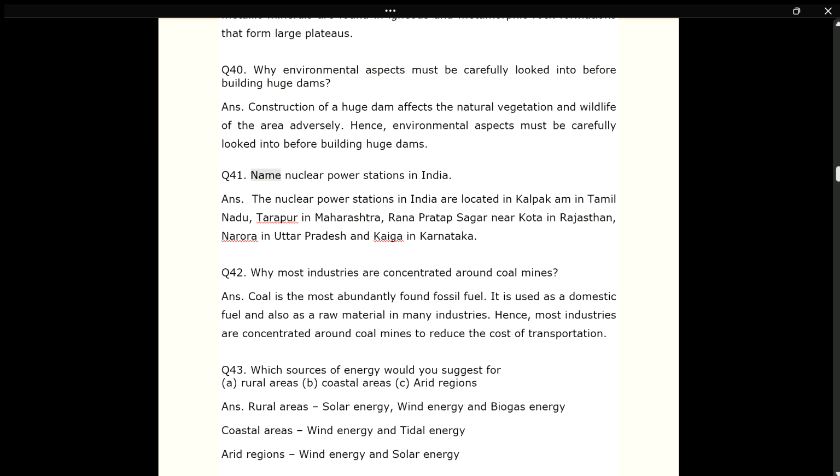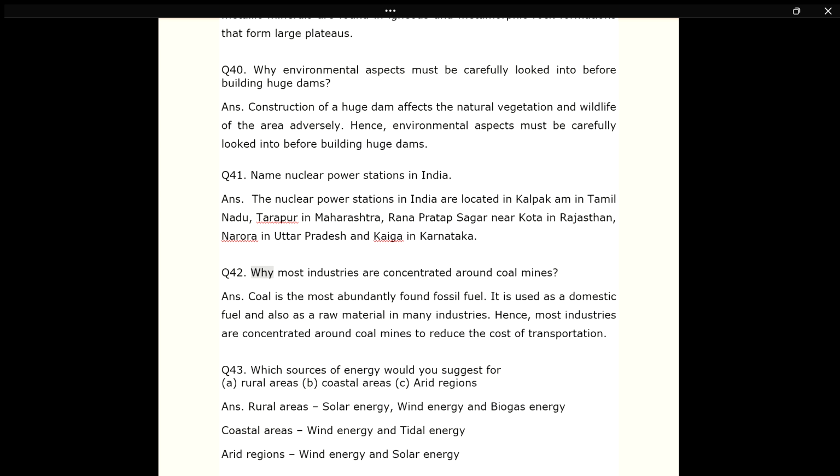Q41. Name nuclear power stations in India. Ans. The nuclear power stations in India are located in Kalpakkam in Tamil Nadu, Tarapur in Maharashtra, Rana Pratap Sagar near Kota in Rajasthan, Narora in Uttar Pradesh and Kaiga in Karnataka.